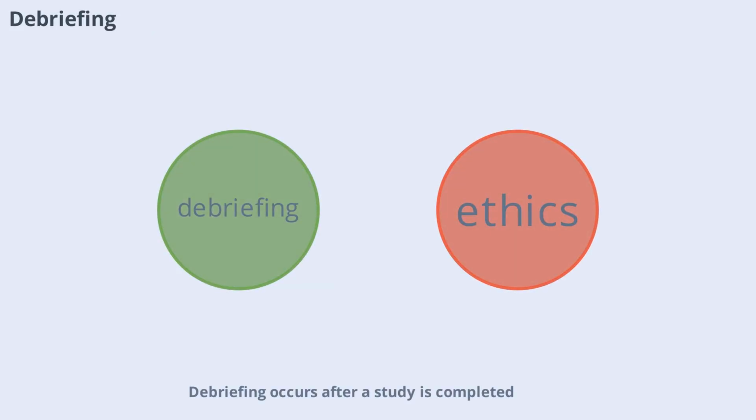Debriefing occurs after a study is completed. Researchers explain the purpose of the research, answer participants' questions, and address any concerns. If deception was used, the true nature of the study is revealed during debriefing. This process helps ensure that participants leave the study with a clear understanding and no lasting negative effects.